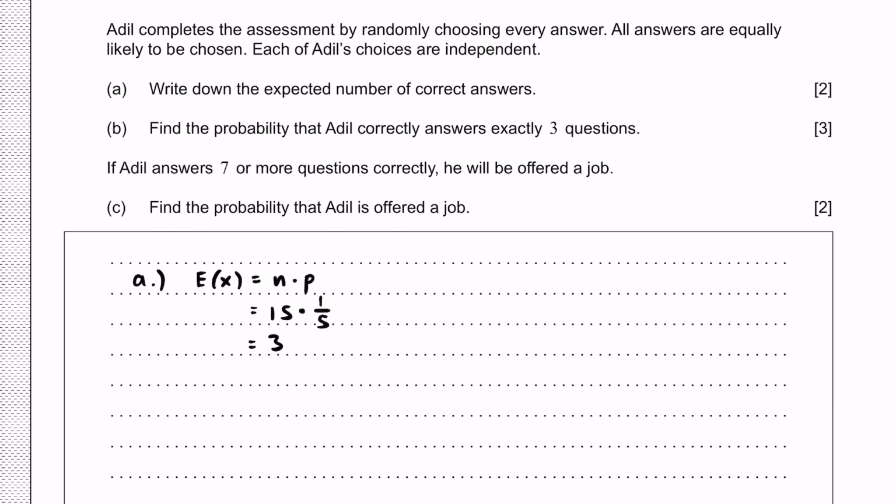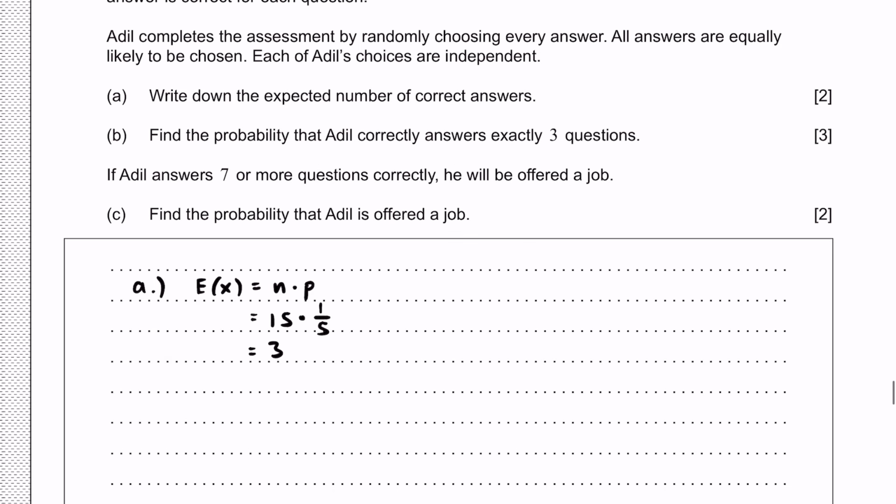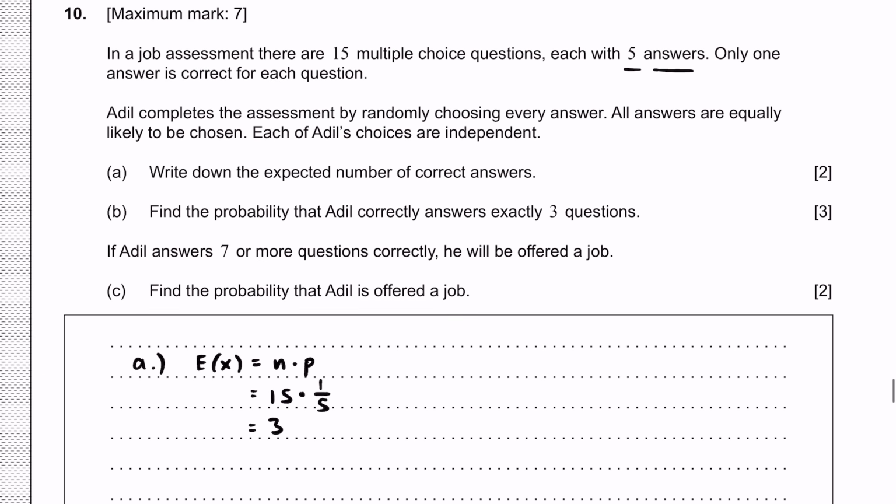Part B, find the probability that Adil correctly answers exactly 3 questions. Okay. So here they don't exactly state it, but we can use some information to narrow down the context of this question. So here we have a set number of trials. We have probability of answering correct or incorrectly. We're told that each of the choices are independent, and that is enough for us to tell that we're dealing with a binomial distribution. So set number of trials, we have this binary event.